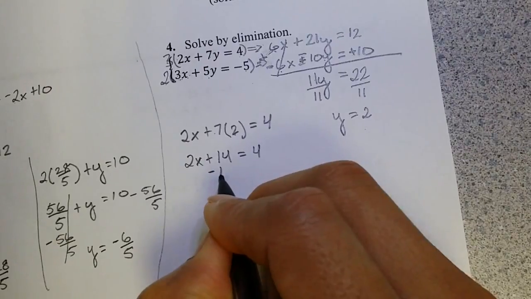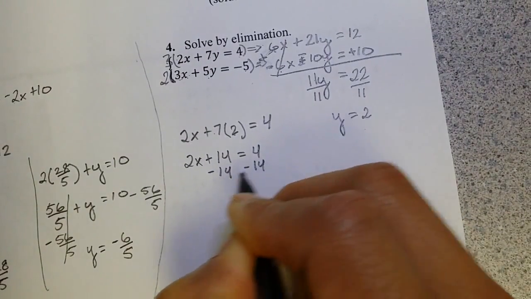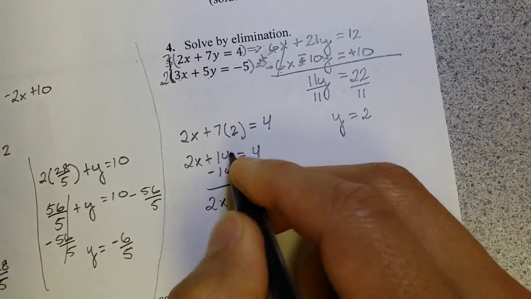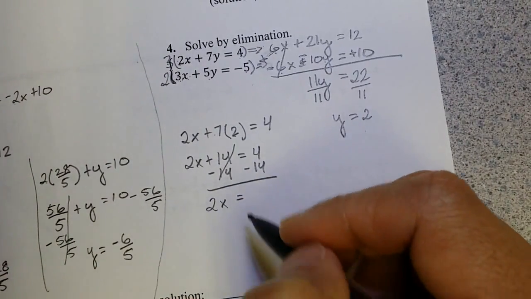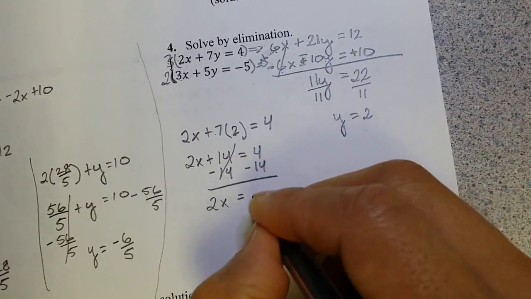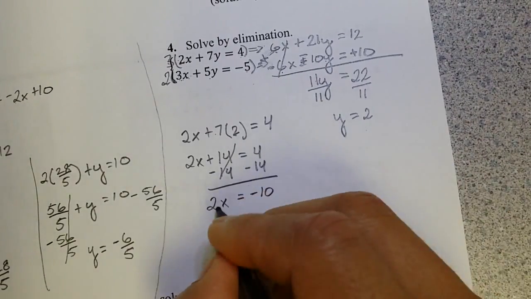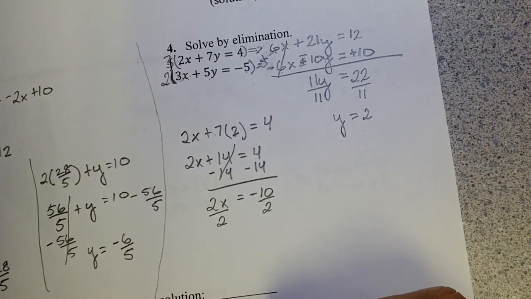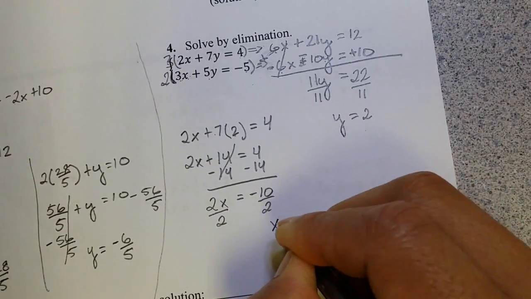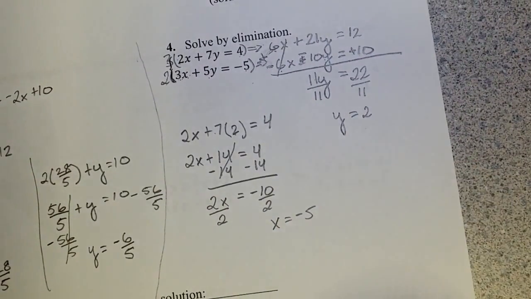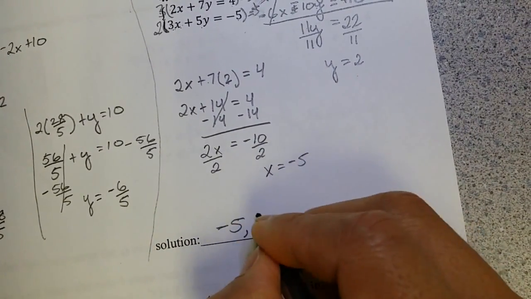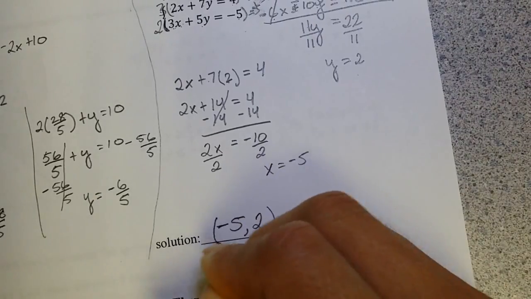Now subtract 14 from both sides. I get 2x equals, the 14 cancels out, 4 minus 14 gives me negative 10. And divide both sides by 2. You get that x equals negative 5. So your solution is negative 5, comma 2.